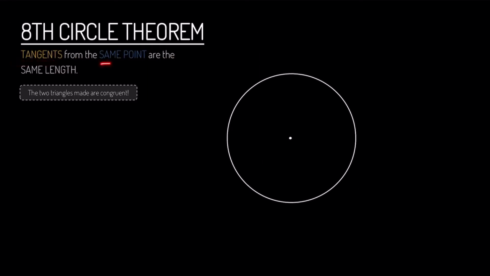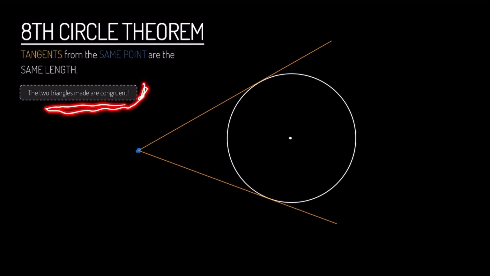Tangents from the same point are the same length. Well, let's first make a point outside of the circle. So if I made a big point that's blue right here, and then I drew 2 tangents to the circle, so let's say one right here, just touching the circle like that. And then I drew another tangent to the circle, so I'll have to do it right down here because there's no other place to put it. And the theorem is telling us that the length from this point to the circumference is going to be equal for both tangents. And now we have to deal with this part where it says the 2 triangles are congruent.